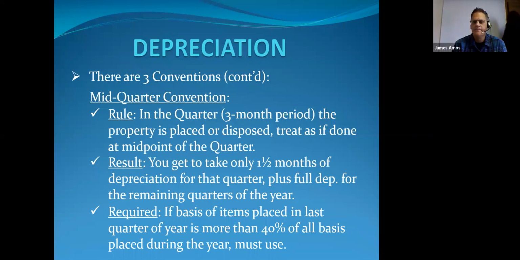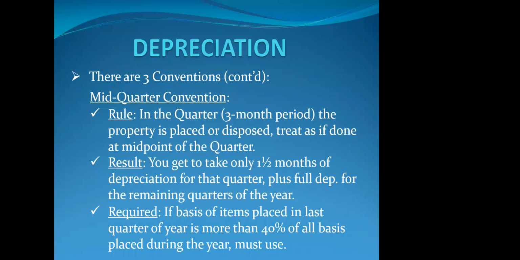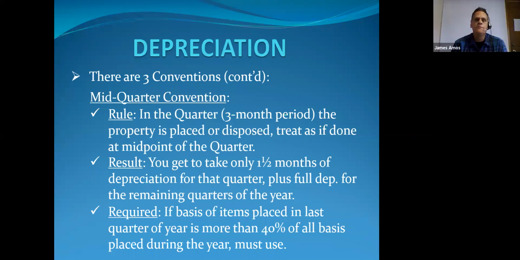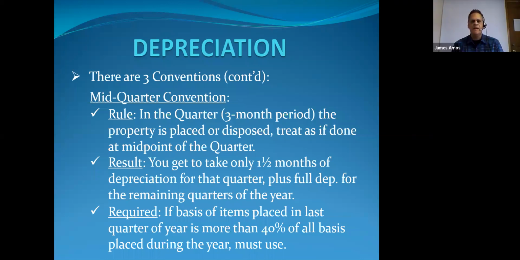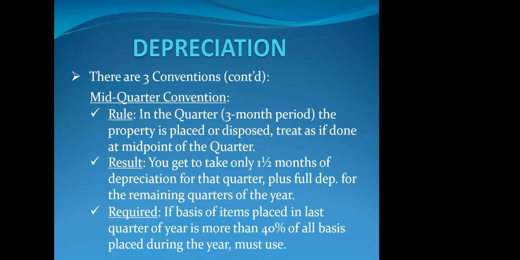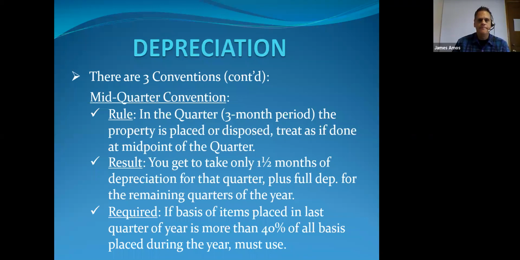Okay, and so then in October, you bought a whole bunch of machinery for like $10,000. You would then do the mid-quarter thing. Yeah, and you'd use mid-quarter for everything you bought all year long. You see what I mean? Okay, I get it. Yeah, that's the thing. If you're kicked into mid-quarter, you use mid-quarter for everything. Okay? All right. Any more questions or comments about mid-quarter?